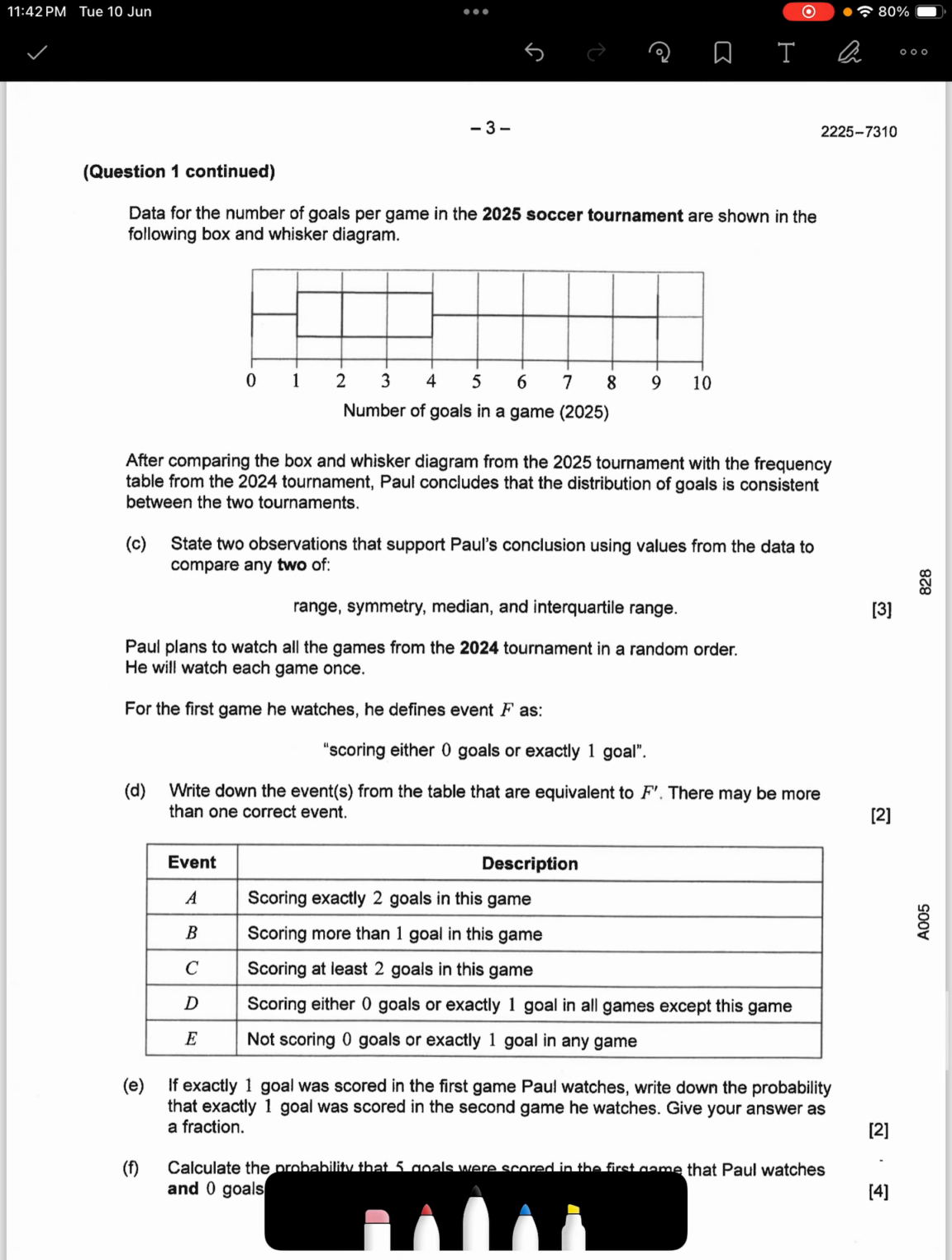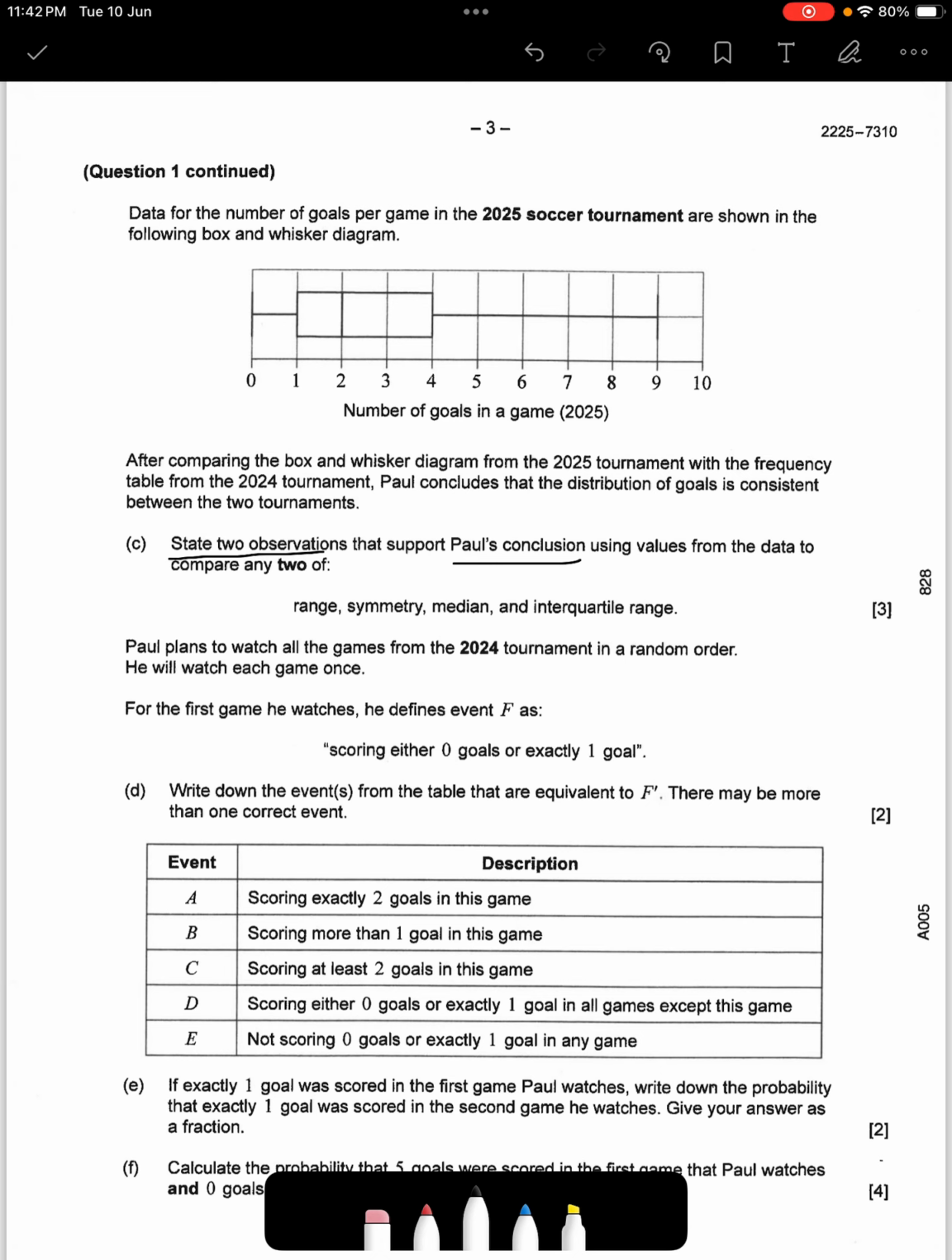The next part of the question is basically a box plot. All right, it's basically comparing the goals in 2025 with 2024. So in part C, it says state 2 observations that supports poll conclusion using any of the terms here, which is range, symmetry, median, and interquartile range.